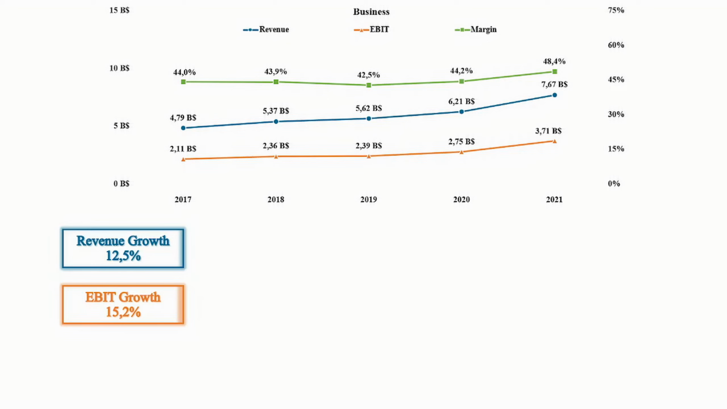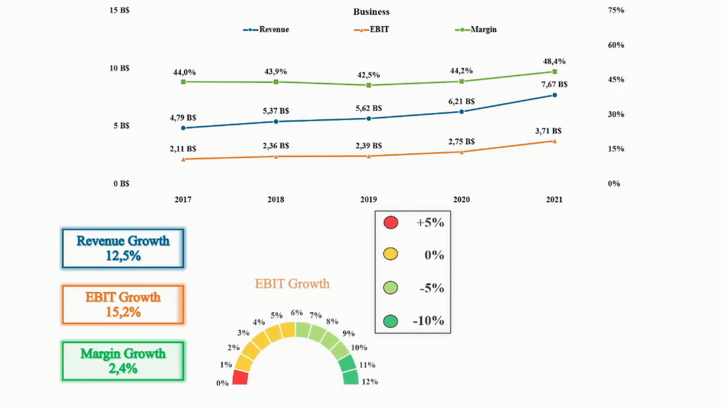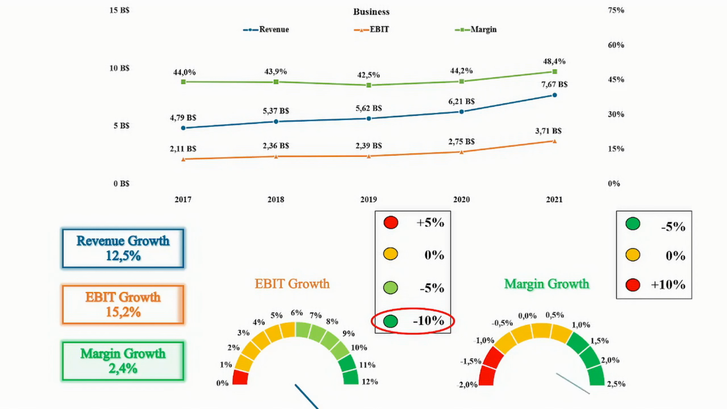Since the EBIT increases at a higher rate than the revenue, it only makes sense that the profitability of the company increases. In this case, it increases by 2.4% on average. An EBIT growth of 15.2% is in the green section of my weighting scale, which gives minus 10% from the margin of safety. An average margin increase of 2.4% gives minus 5% from the margin of safety.